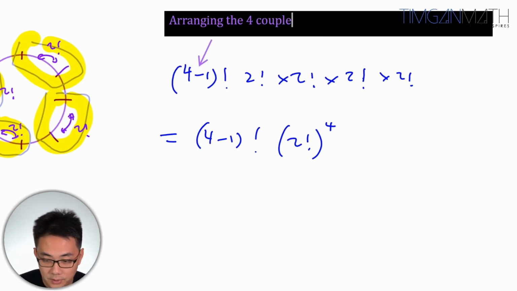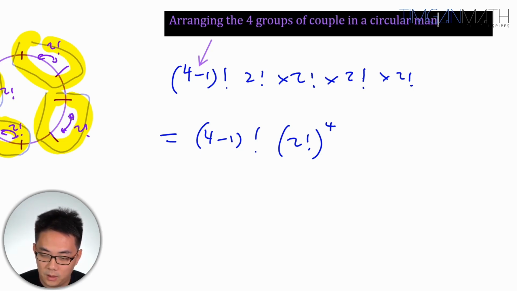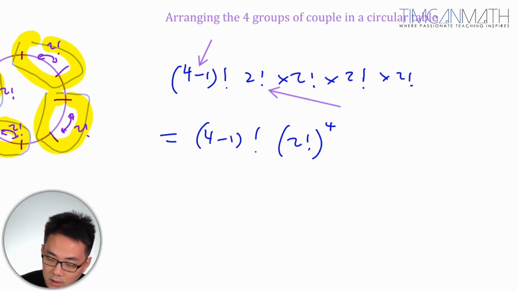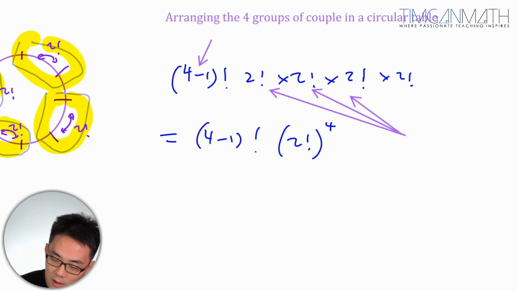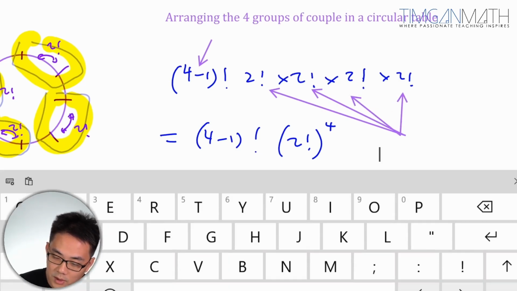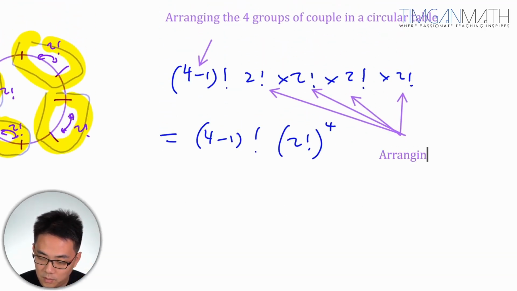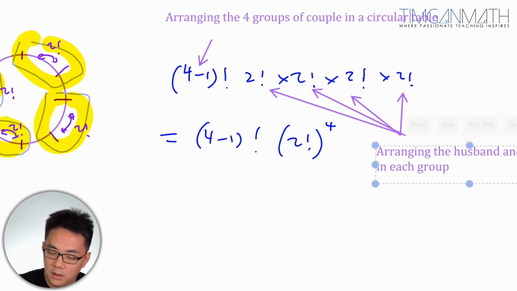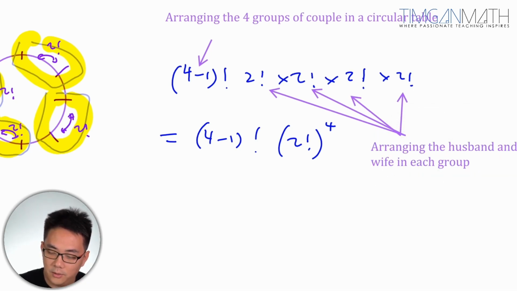Arranging the 4 couples, 4 group couple in a circular table. Okay, after which, this will be arranging the husband and wife in each group. Okay, so there you go. That's how you do this question here.